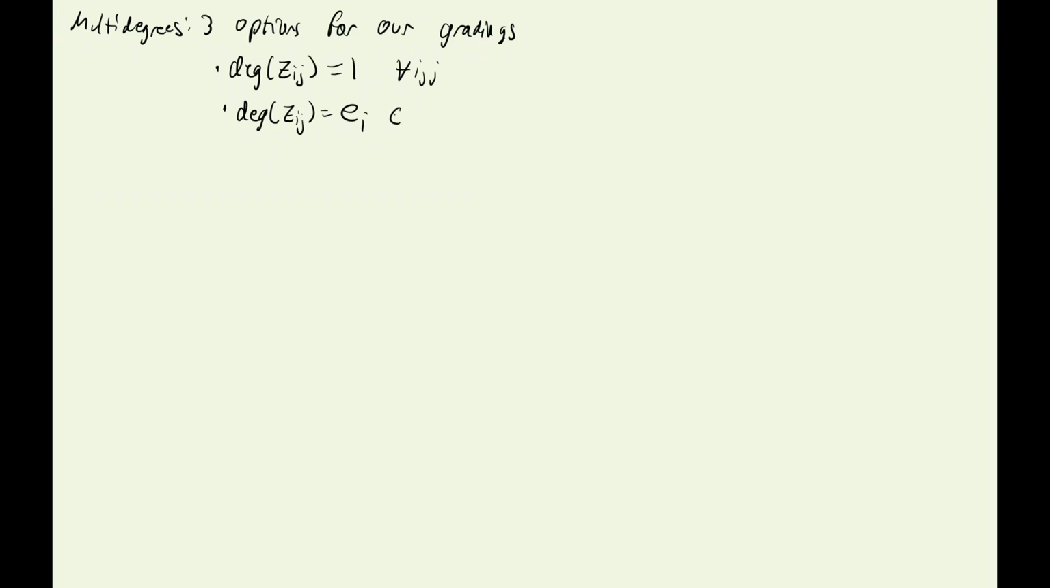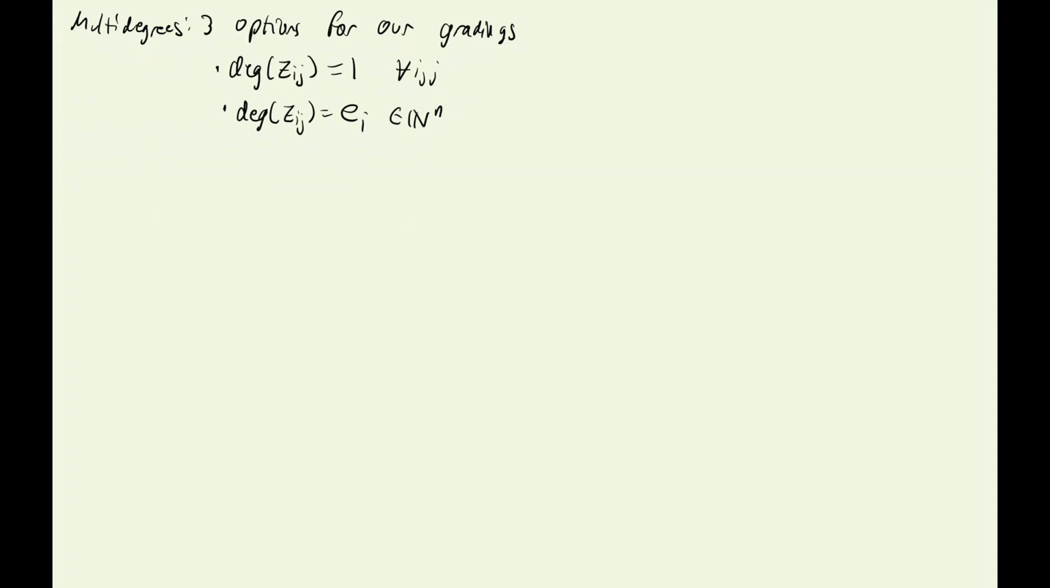So three options for our gradings, meaning us in this room today. Our three options are the standard grading, so that's degree of Zij equals 1 for all ij. The other thing we might consider is degree of Zij equals the ith standard basis vector. So this is going to be a vector in N to the n, or I guess N to the n squared is how many variables we have.